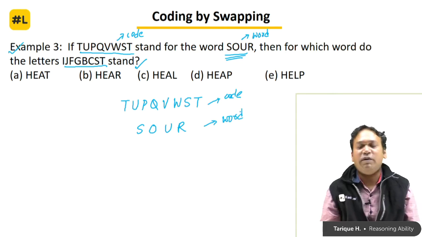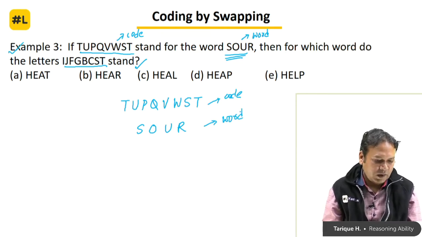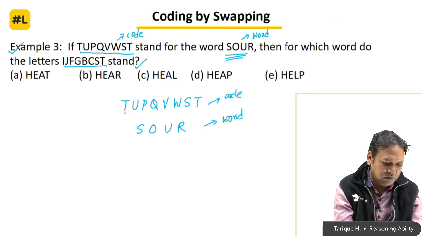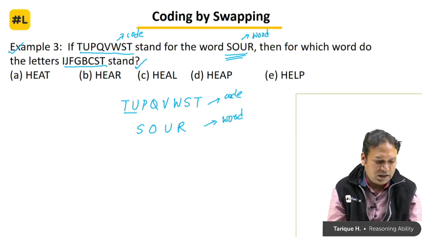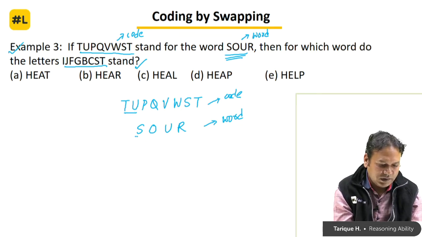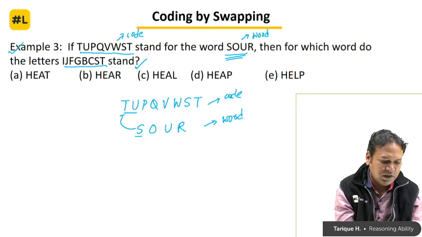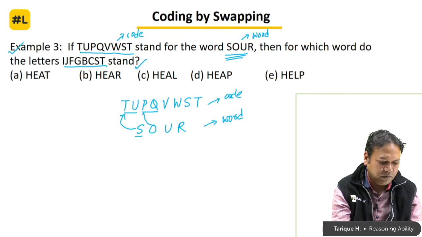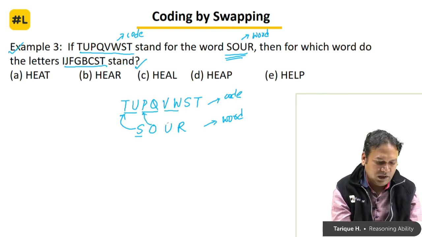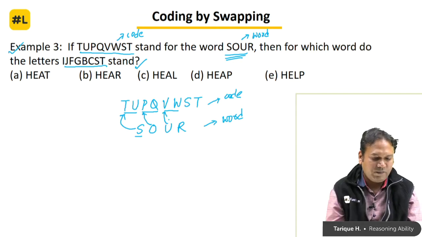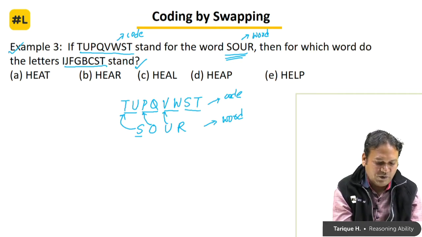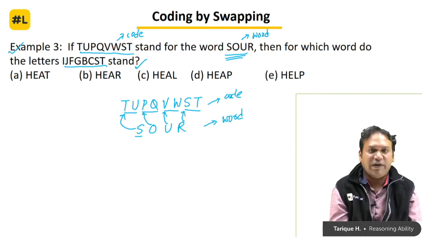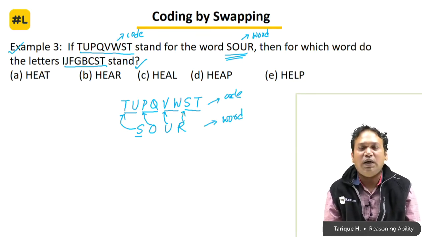You can see it's very similar to the previous question, right. What comes between, see TU, the letter which comes before TU, S. So you see STU, right. Now next we have the two letters here, PQ. What comes before PQ? OPQ. VW, what comes before VW? UVW. ST, what comes before ST? R comes before ST. That is how we get the word here, SOUR.